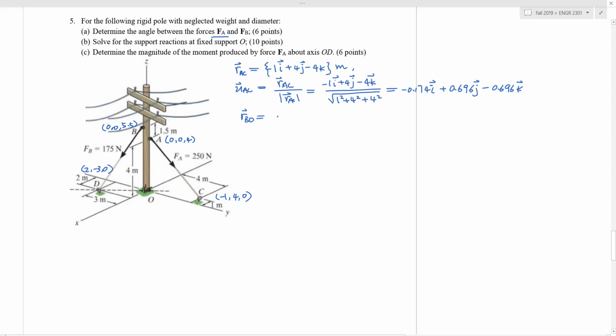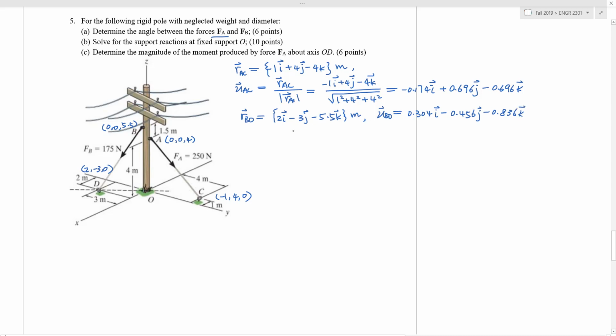Same thing for B to D, end minus beginning. So that's going to give us 2i minus 3j minus 5.5k meter. And we can do the same thing to find UBD, take the position vector divided by its magnitude, and we get 0.304i minus 0.456j minus 0.836k.